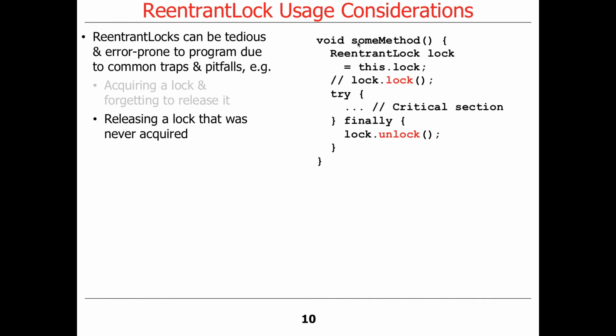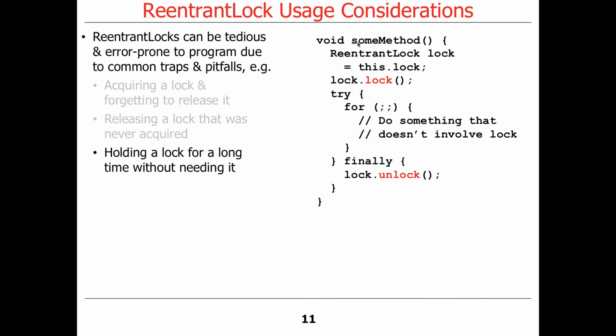But another mistake is to forget to acquire the lock. So in that case, you'll release it, but you won't acquire it. Another problem is to hold a lock for too long. Like you grab a lock, go into some long loop that doesn't require the lock, and you forget to release it. Yes, Ann? Will the compiler let you release it without acquiring it?